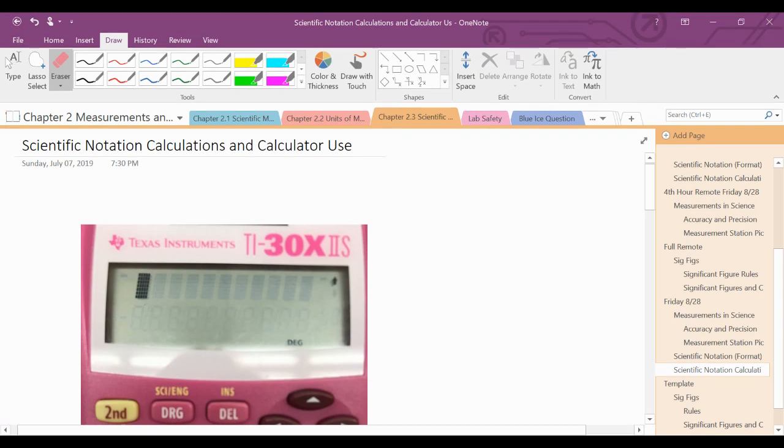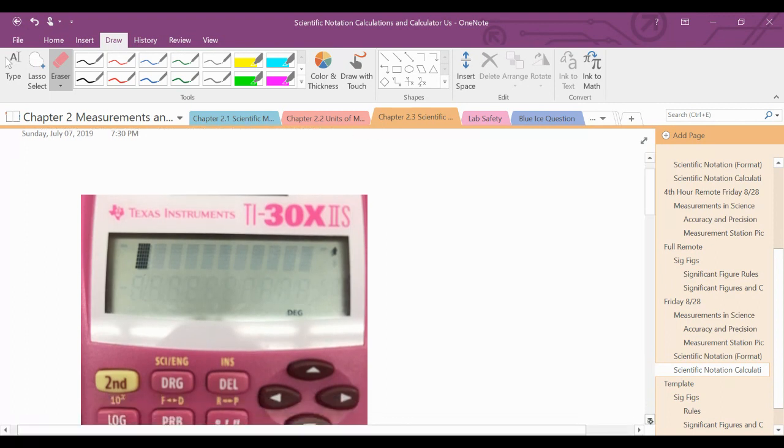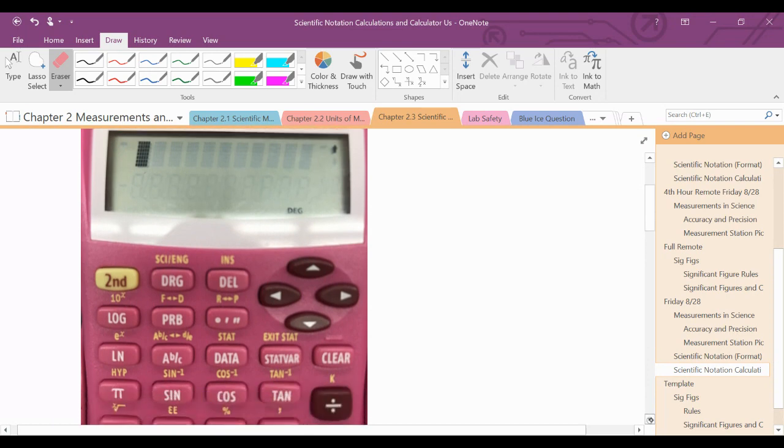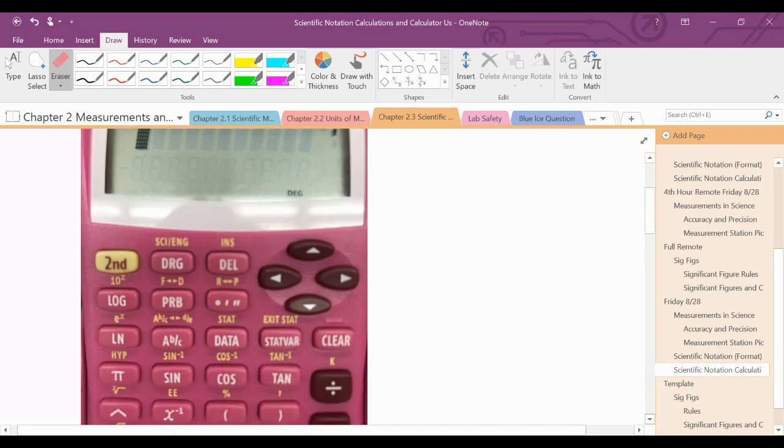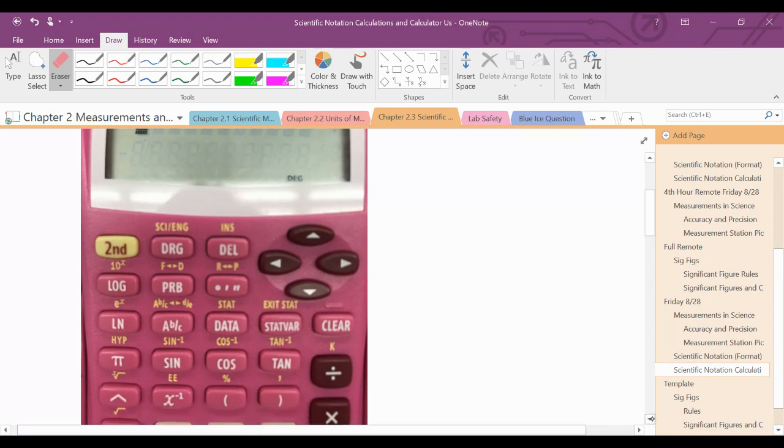So now we're going to look at calculations with scientific notation and how to use your calculator. I'm going to go through how to use your calculator. I'm going to use the TI-30X2, which are the ones that we recommend in the chem department. I'm going to just be looking at the top half of the calculator, show you what buttons you'll need, and then show you what it will look like in scientific notation when you put in a number.